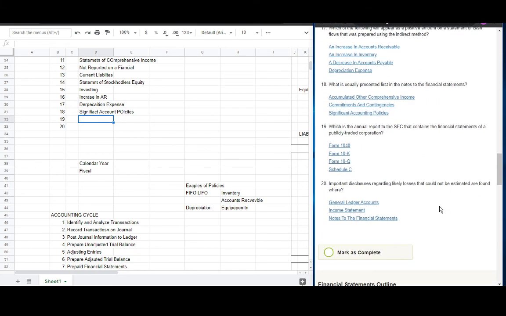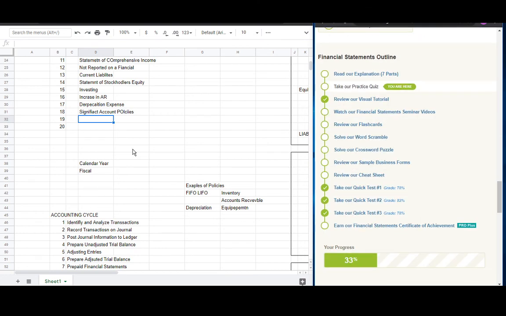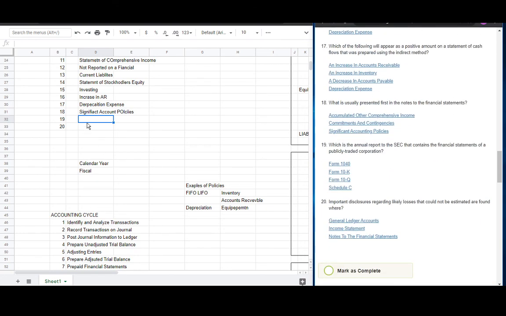Number 19, which is the annual report of the SEC that contains the form 10K? Yan. Actually, di tayo familiar dito kasi Pilipinas tayo. Ano to? US based. And number 20, important disclosures regarding likely losses that could not be estimated are found where? Yan, notes to financial statements.